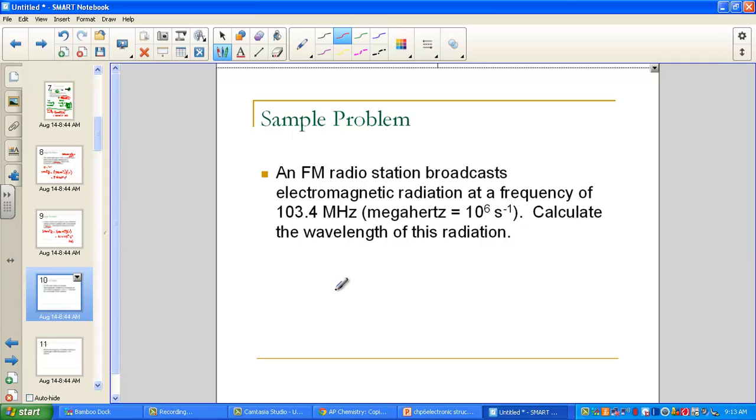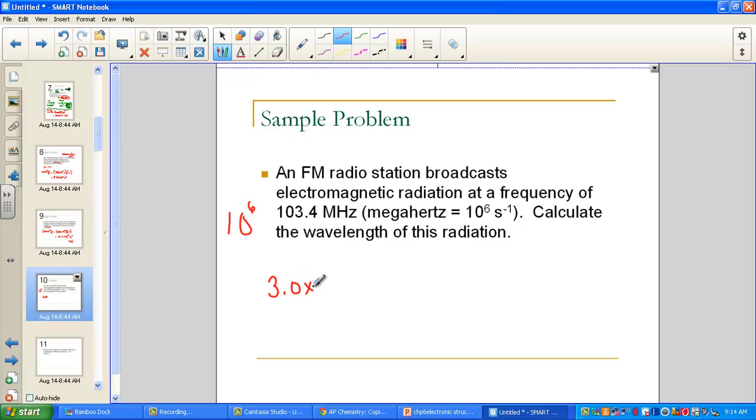An FM radio station broadcasts electromagnetic radiation at a frequency of 103.4 megahertz. Capital M is 10 to the 6th power in our metric system. So this would be the station you tune into. 103.4 is some FM radio station bringing you music. What is the wavelength of the radiation?